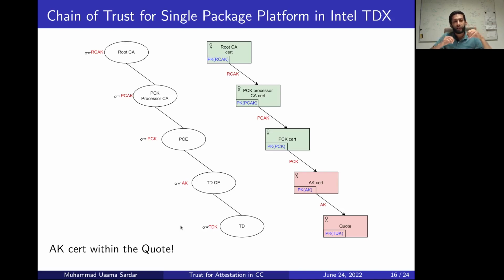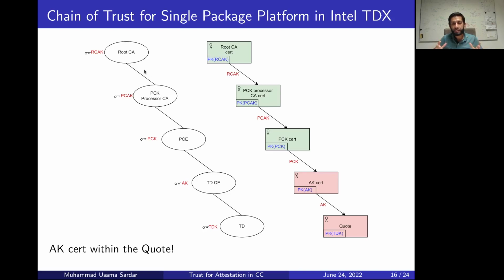So I have here a diagram which clearly describes the chain of trust for a single package platform in Intel TDX. More specifically, I have here the chain of trust starting from the root CA up to the trust domain. Here, all the descriptions in red represent private keys or private information, and the ones in blue represent the public keys or public information. And these green symbols represent that these boxes are certificates in X509 standard format, and the ones in this other color represent the custom format Intel certificates.